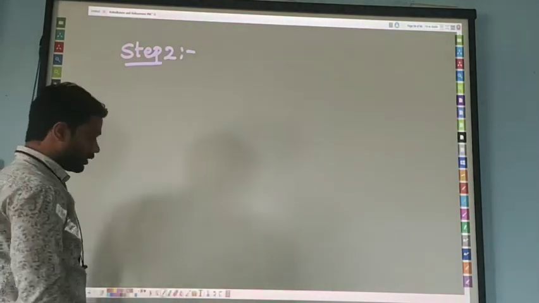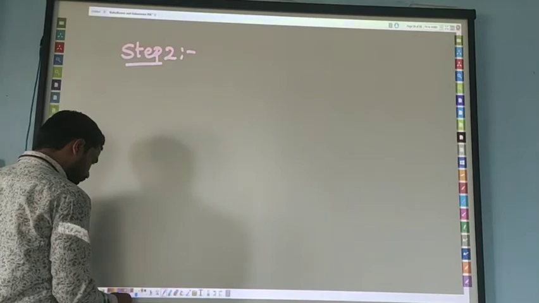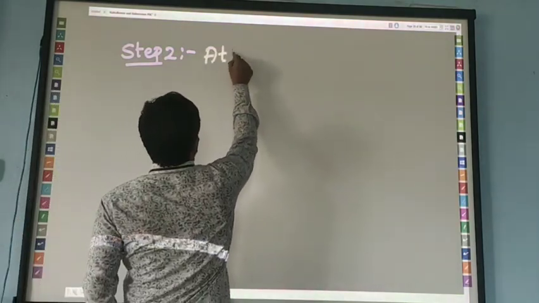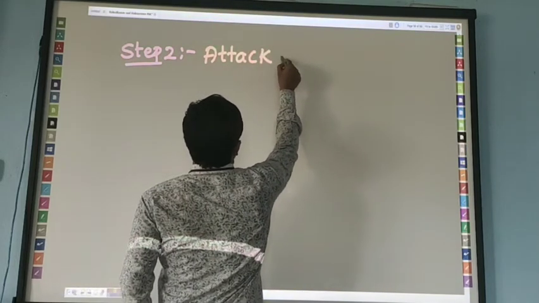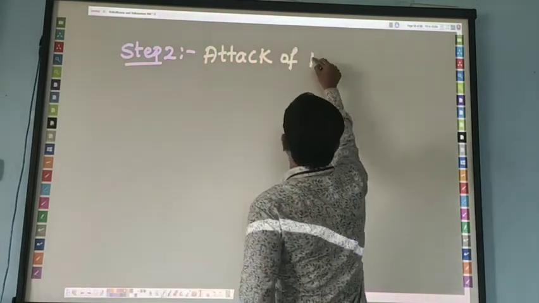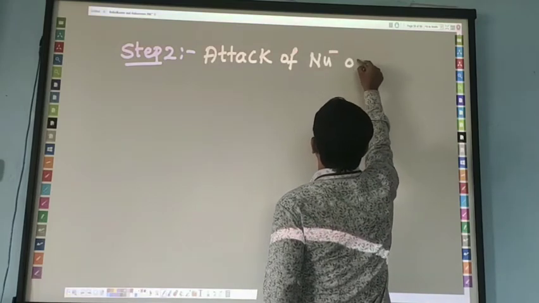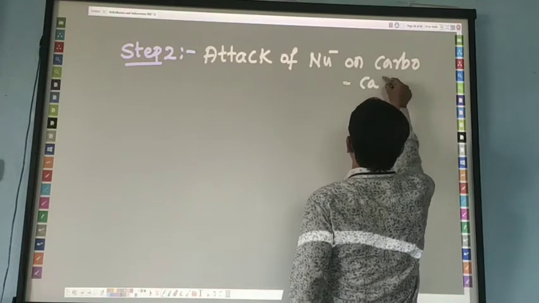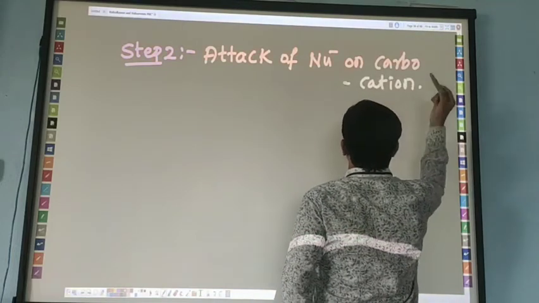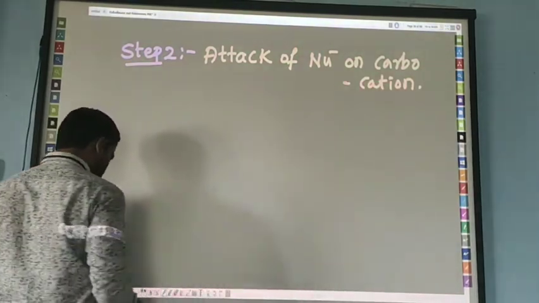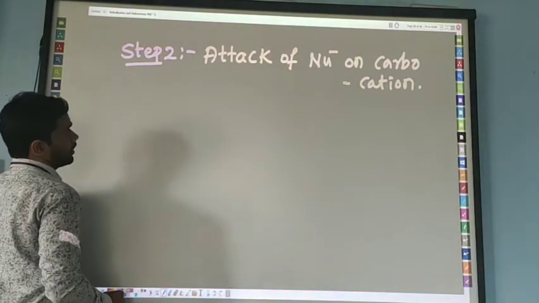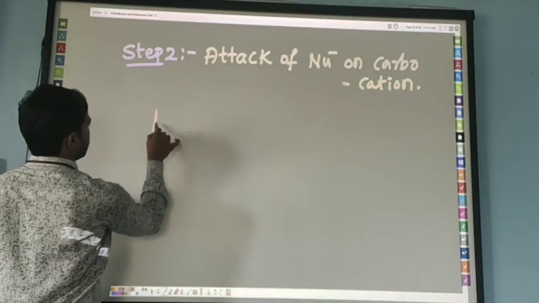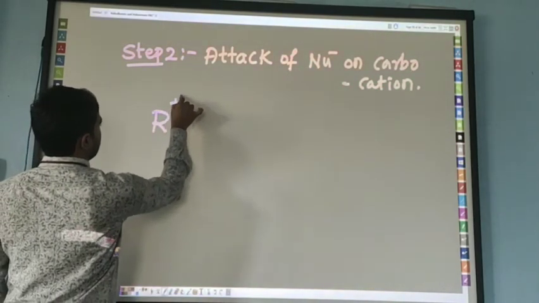What is there in step number 2? In step number 2, the attack of the nucleophile on the carbocation. What's going to happen in this case? The carbocation has been attacked by the nucleophile. What's the carbocation here? You already know that we are having the R plus.